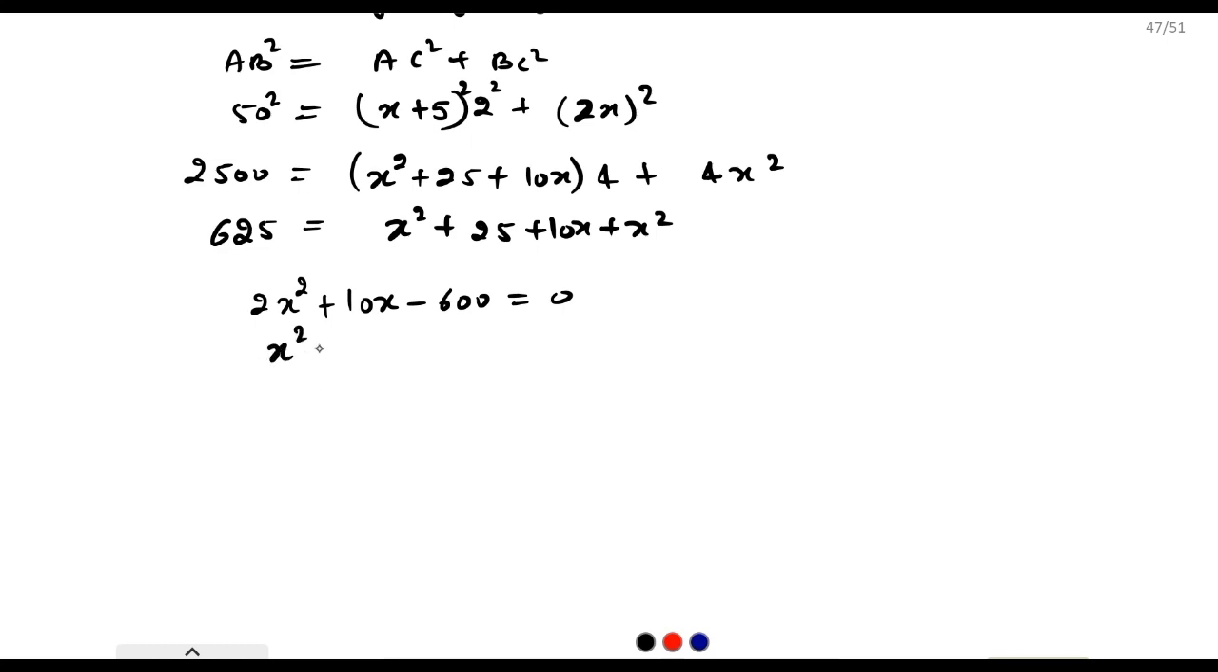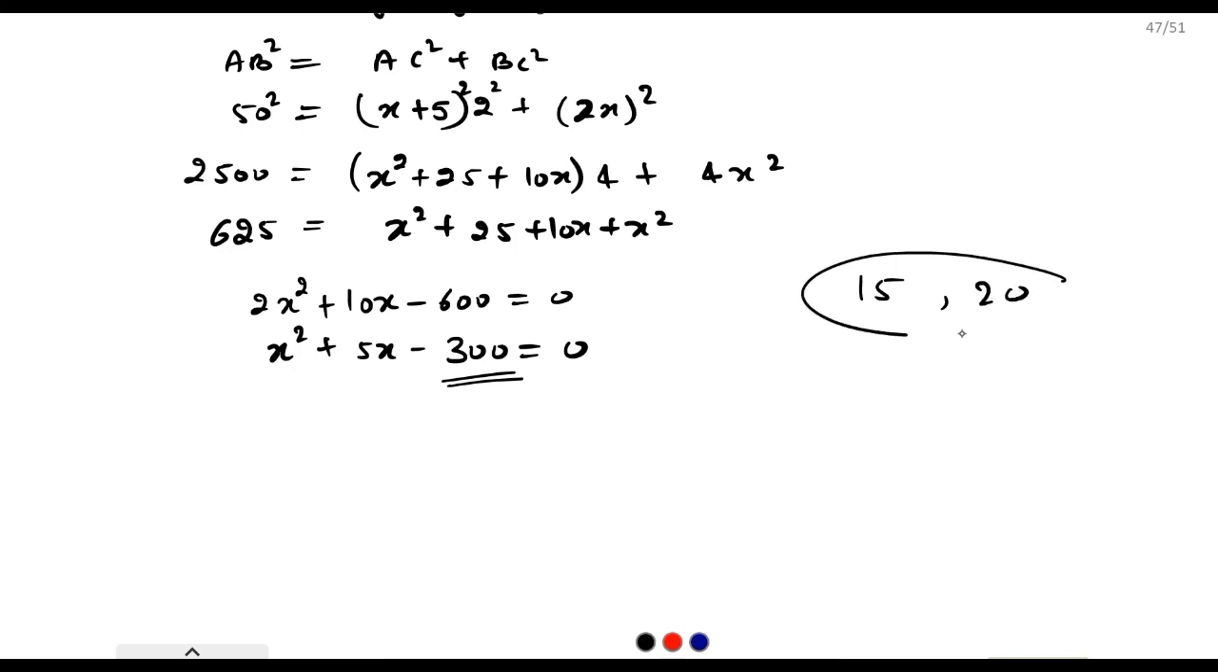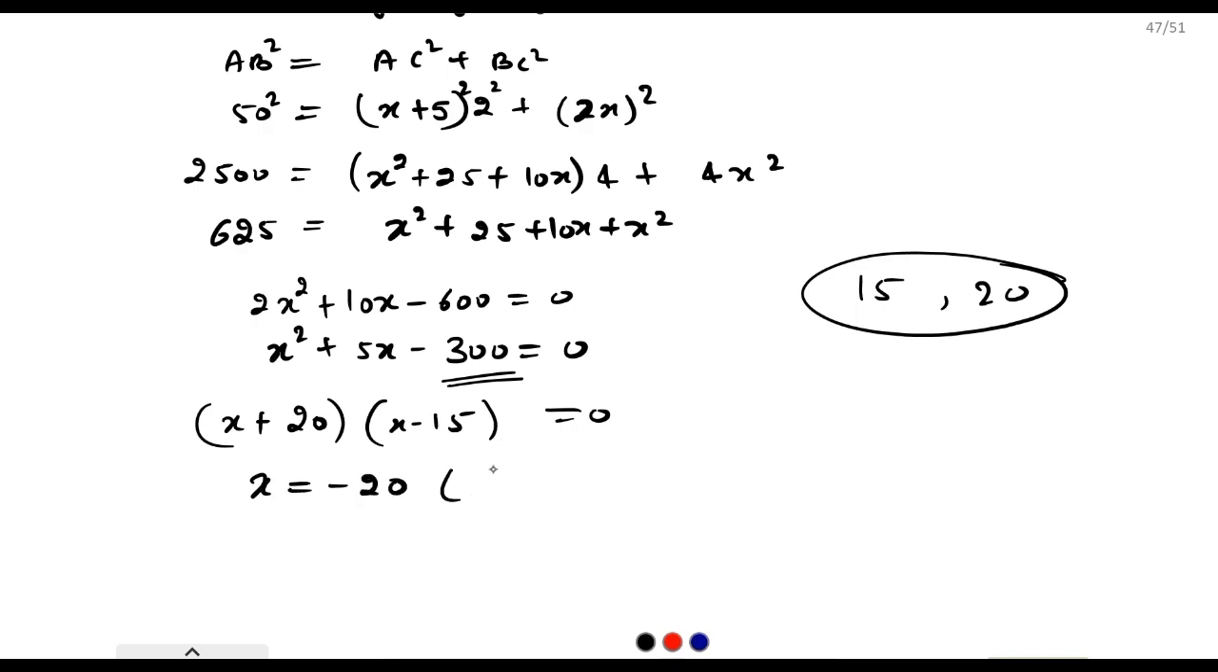Again dividing by 2, x square plus 5x minus 300 is equal to 0. Now we have to find two numbers whose product is 300 and difference is 5. 20 and 15. Required factors are x plus 20, x minus 15. If x plus 20 is equal to 0, then x is equal to minus 20. And speed cannot be negative, so this is not possible. If x minus 15 is equal to 0, then x is equal to 15.